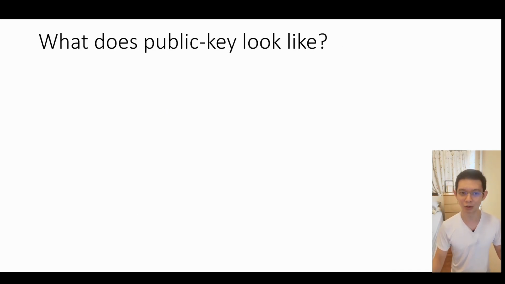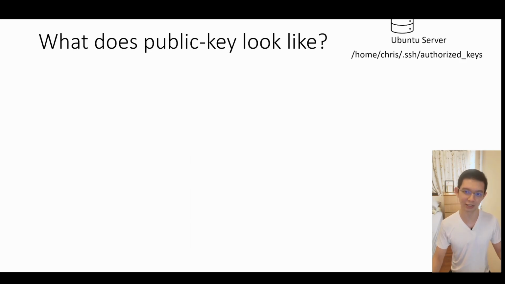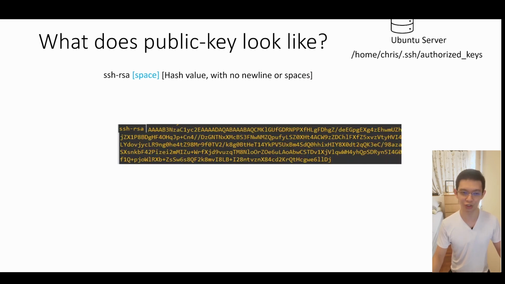What does a public key look like inside the file? On the Ubuntu server, this is the path: home/user/.ssh/authorized_keys. The public key starts with ssh-rsa followed by a space, and then followed by the hash, where please take note there will be no new lines or spaces usually. If we did have any new line or spaces, that would be part of the hash. It's like part of the password, which we do not want, unless it's intentional.